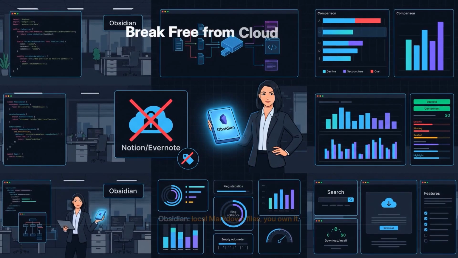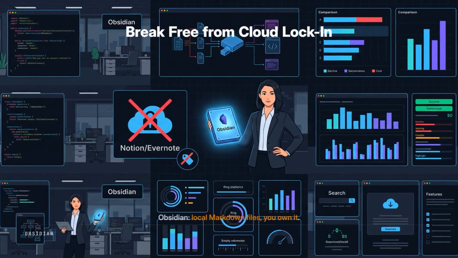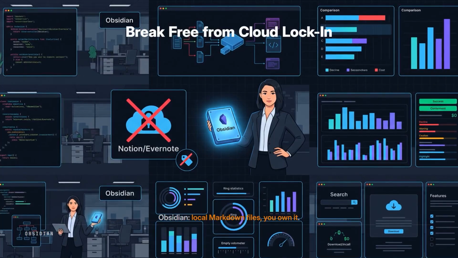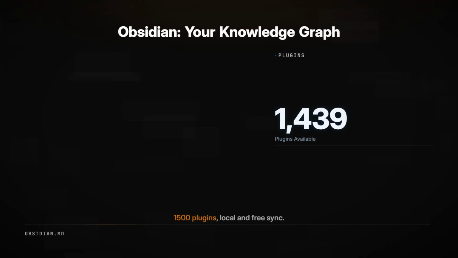Notion and Evernote lock your notes in the cloud and charge monthly. Obsidian stores everything as local markdown files. You own your data. Obsidian's graph view shows connections between your ideas. 1,500 plugins, Vim key bindings, and you sync through any cloud folder without paying.